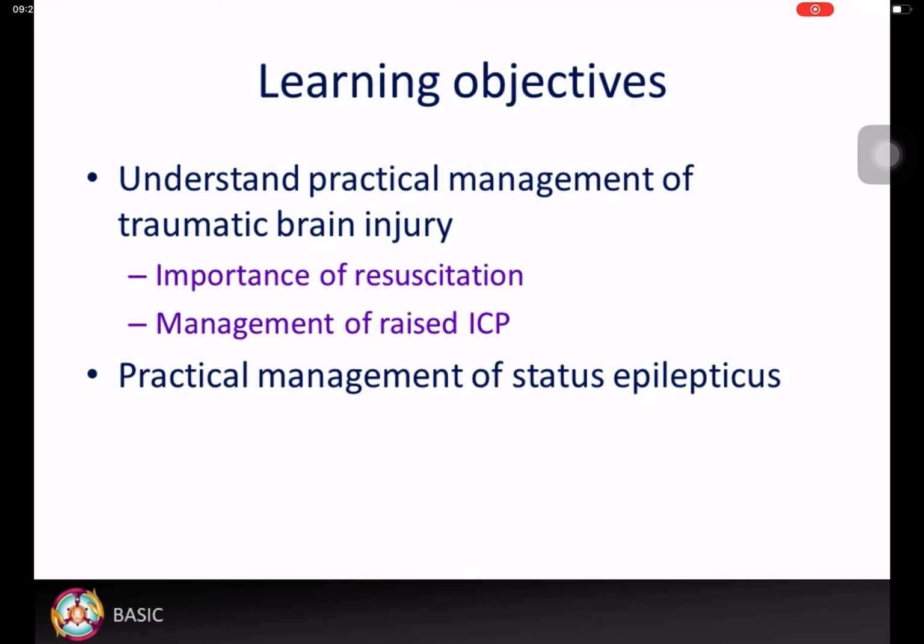By the end of this lecture, you should understand the practical management of traumatic brain injury, particularly the importance of resuscitation and the management of raised intracranial pressure, and of status epilepticus.